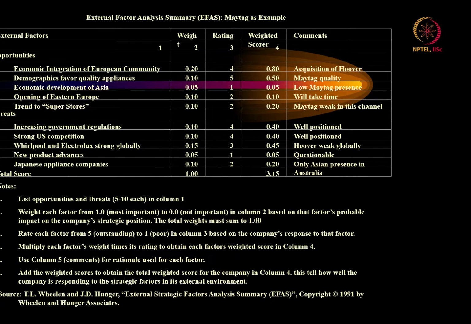Use column 5 comments for the rationale used for each factor. Add the weighted scores to obtain the total weighted score for the company in column 4. This tells how well the company is responding to the strategic factors in its external environment. This source is Wheelen and Hunger, the external strategic factors analysis summary for this company Maytag.